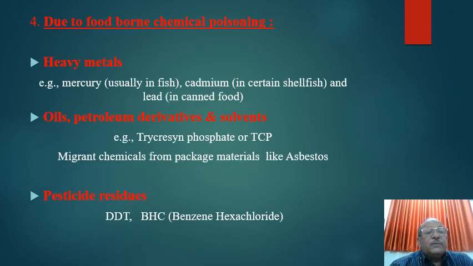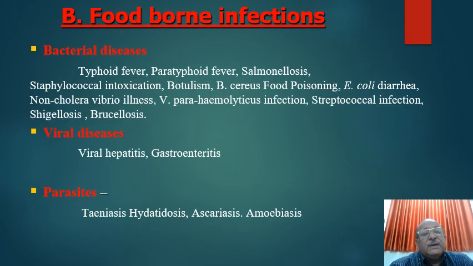Fourth group is due to foodborne chemical poisoning. Heavy metals like mercury, usually found in fish, of which Minamata disease is the best example, cadmium found in certain shellfish, and lead in canned food. Oils, petroleum derivatives and solvents, tricresyl phosphate or TCP, or migrant chemicals from packaging material like asbestos also cause food intoxication. Pesticide residues, that is DDT, BHC, are also the culprits.